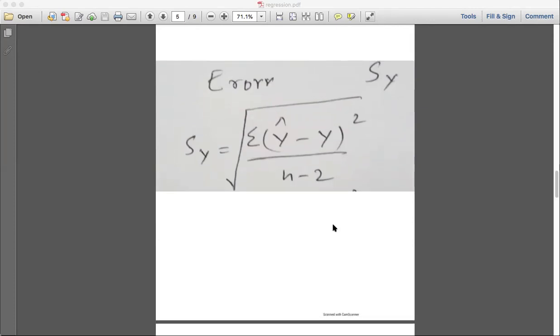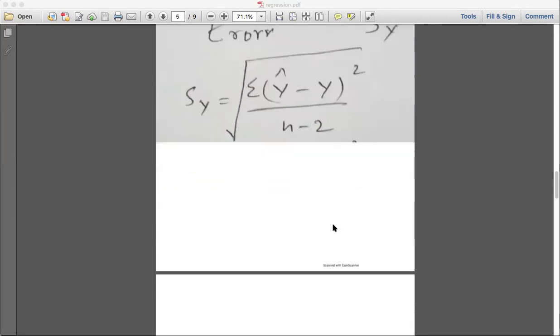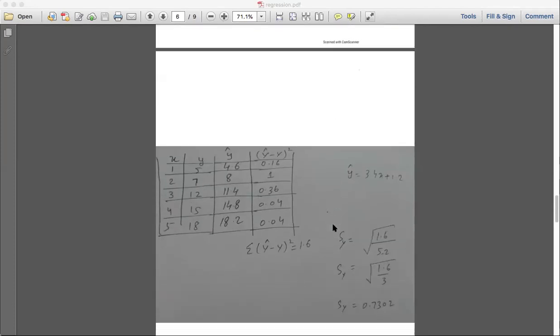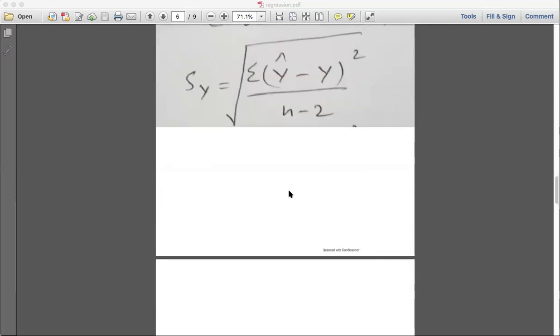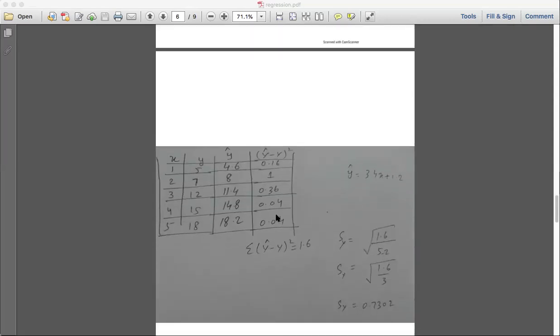Now to find this standard error, the same values we have used before this, we will use the same. Check it. X is, we know in the last example, x is 1 to 5, 1 2 3 4 5. The values of y is 5 7 12 15 18. Now, you can see in this formula we need y hat. Okay, so how can we find y hat?